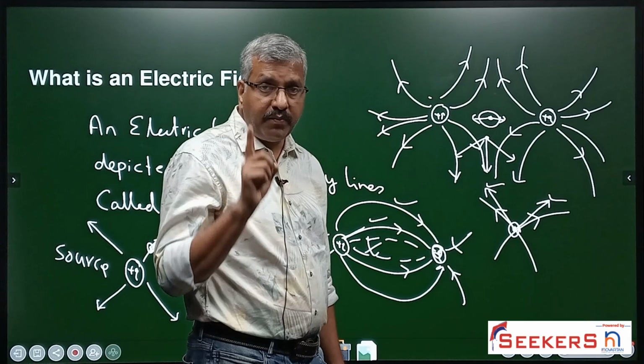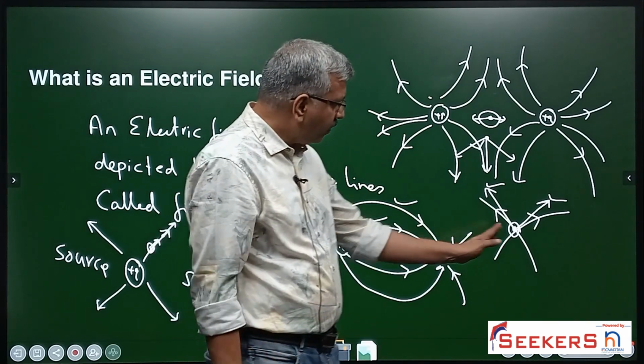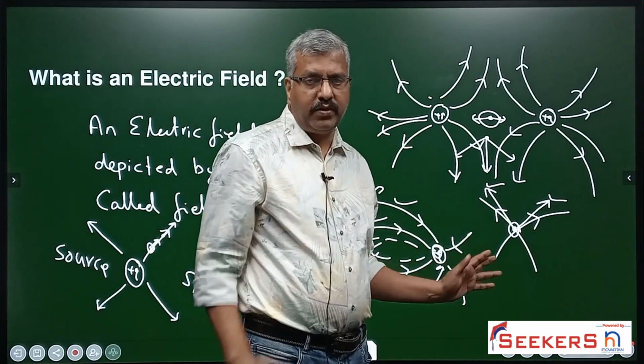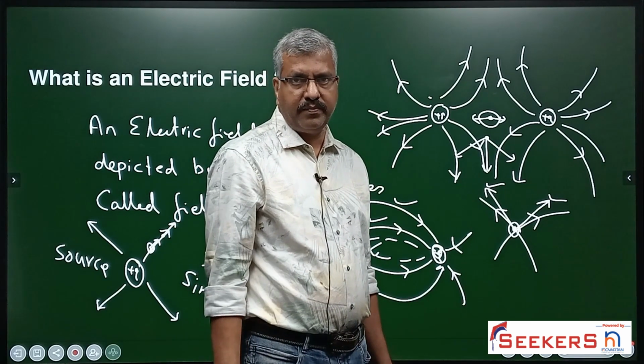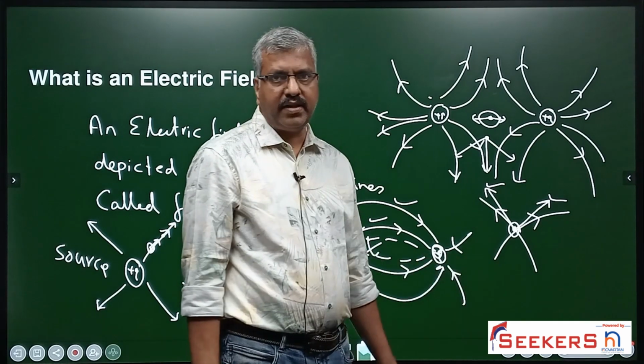At a point there can be only one direction for a force. So at a point there can be only one field line, two field lines can never intersect. Okay, so understand that, yeah.